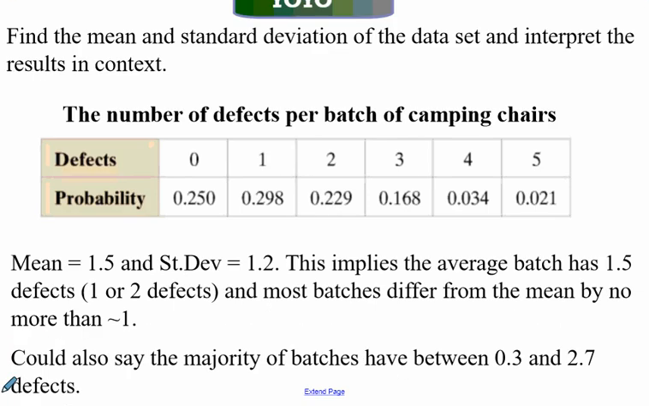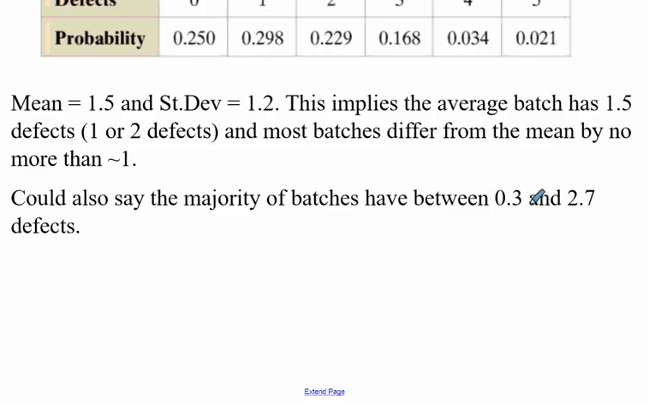So you should have found the mean is 1.5 and the standard deviation is 1.2. This implies the average batch has 1.5 defects, so between 1 and 2, and most batches differ from the mean by no more than about 1. You could also say the majority of batches have between 0.3 and 2.7 defects. If you start at 1.5, subtract 1.2, you get to 0.3. If you start at 1.5, add 1.2, you get 2.7. So it's saying the majority of camping chairs are going to have between 0.3 and 2.7 defects.